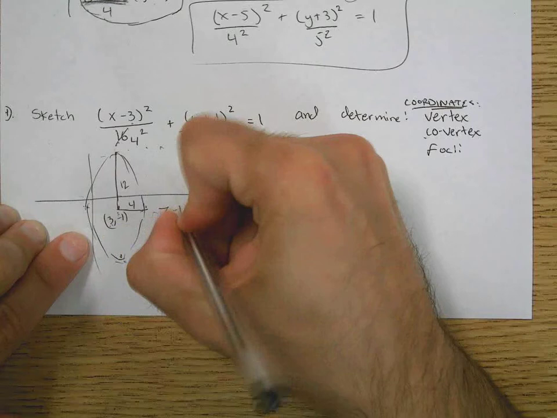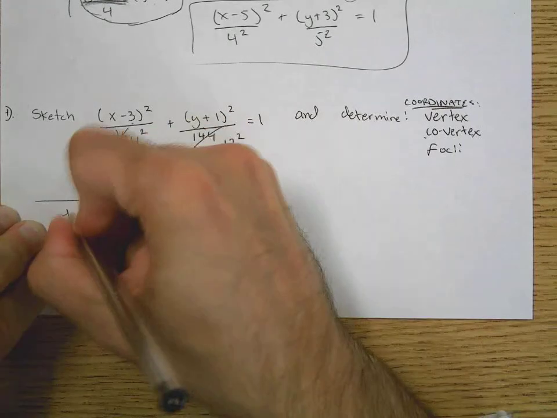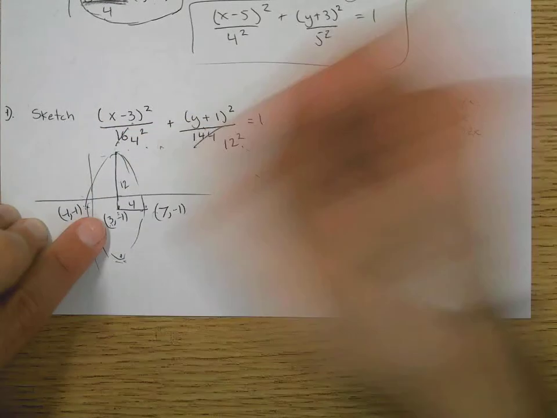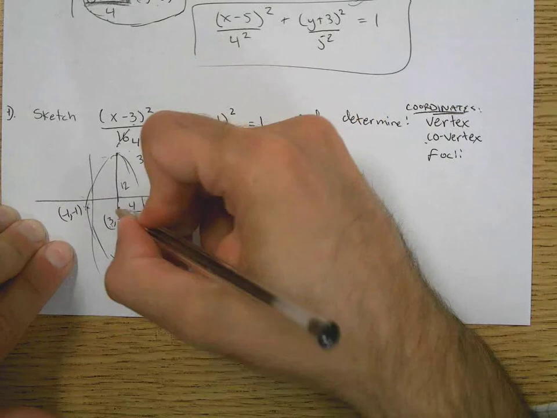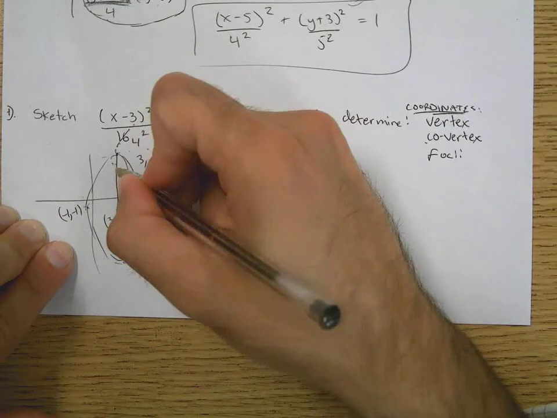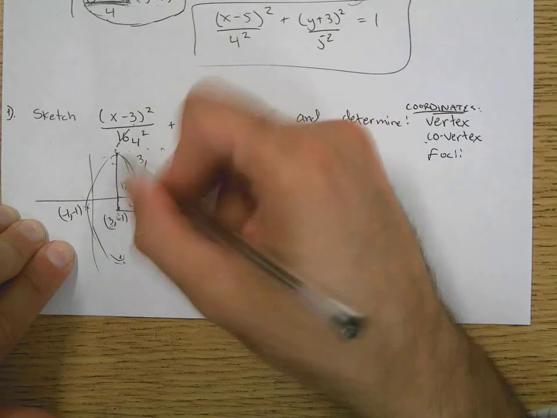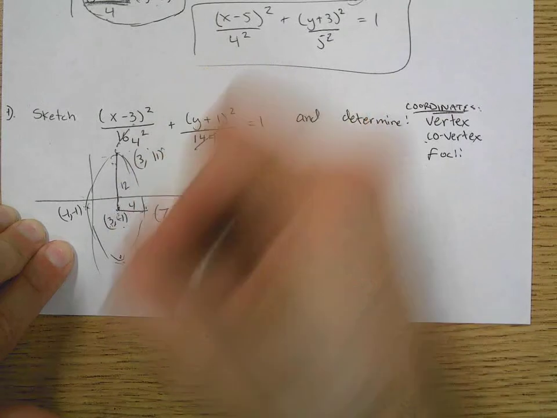And then, right, what's changing here? Not the x, but I'm going up, right? So I'm going to add 12 to a -1. Down here, I'm going to subtract 12 from a -1. There it is. Vertices are labeled.